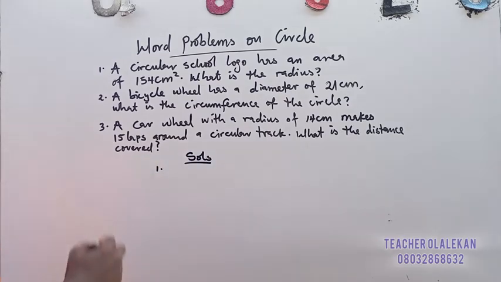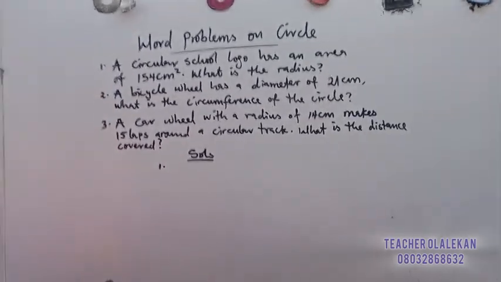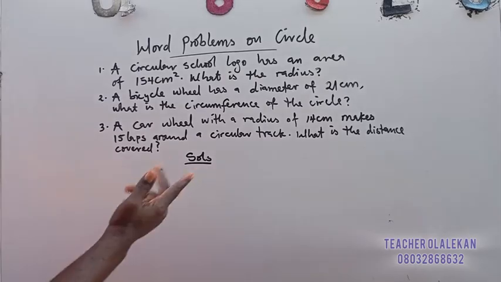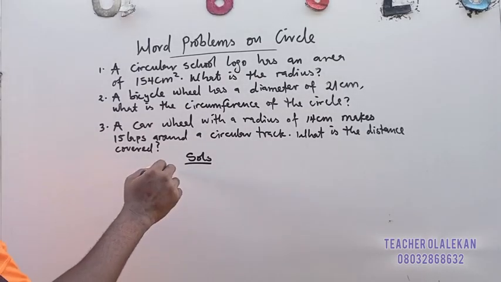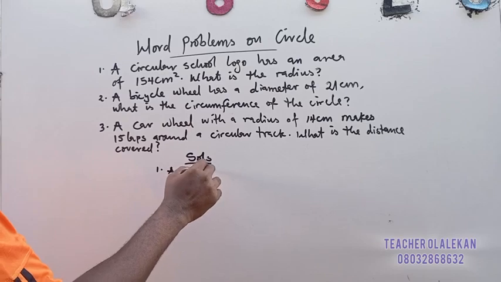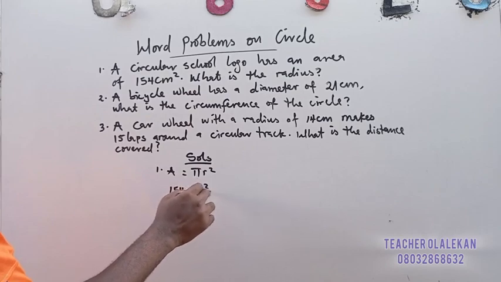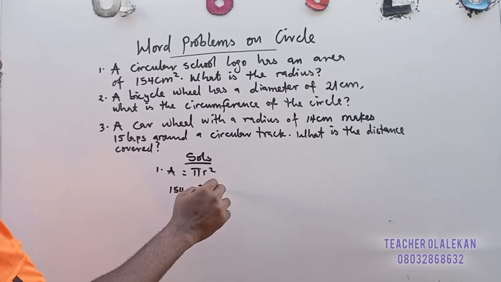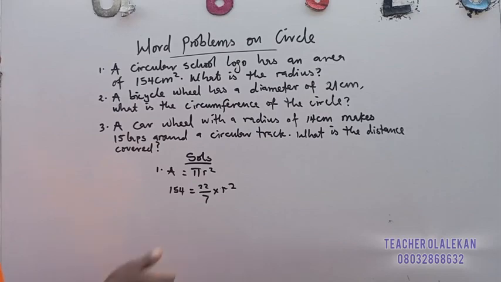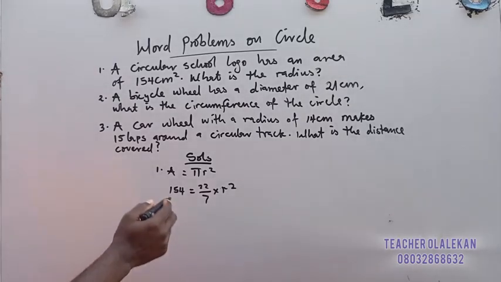So number one: a circular wheel has an area of 154 centimeters squared. What is the radius? Do not forget that the area is equal to pi r square. So our area has been given, that is 154 is equal to 22/7 times radius square, which is what we are looking for. So we put this together and cross multiply. We use the knowledge of algebra.